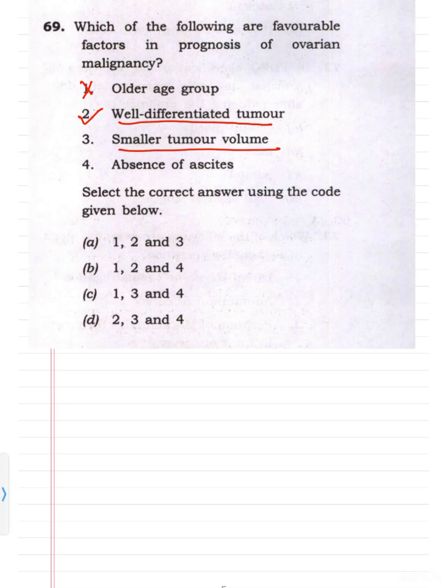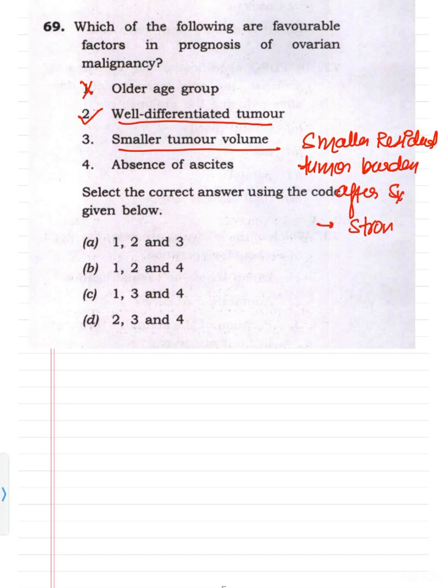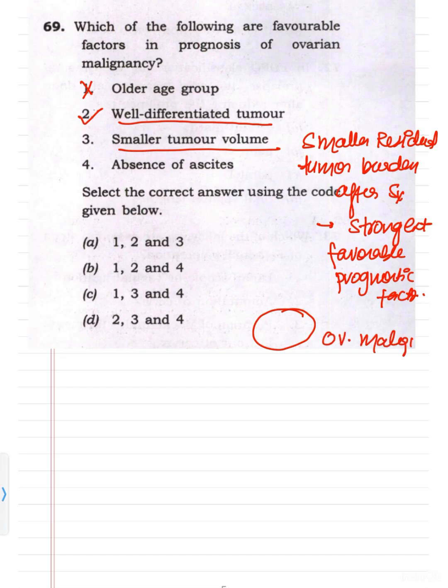small tumor volume. So small tumor volume, so smaller residual tumor burden after surgery is one of the strongest favorable prognostic factors. So there was an ovarian malignancy, you performed surgery, and after surgery the small tumor volume is left, and this will be one of the favorable factors in the prognosis of ovarian malignancy. So third one is correct.